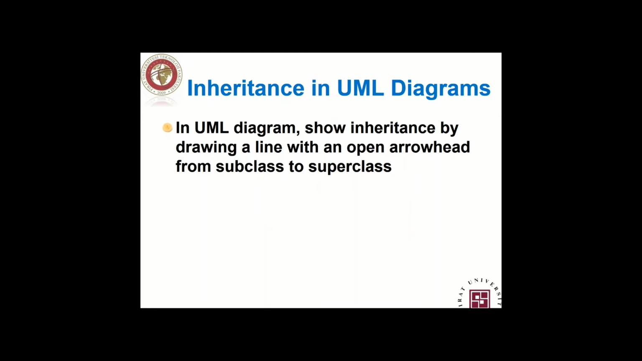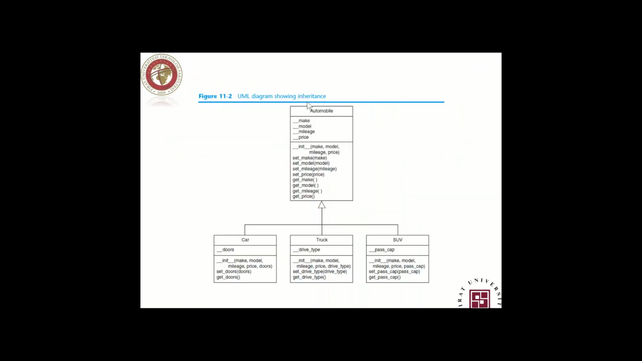How does it look like in the UML? So you have an idea about the UML diagram. The UML is actually representing classes in boxes with their names top, then the private attributes, then the methods. Okay, so now this is our superclass, the automobile with the make, model, mileage, price, and they are private. As you see, we have these double underscores. Then we have the initializer with the make, model, mileage, and price. Then we have the setters and getters.